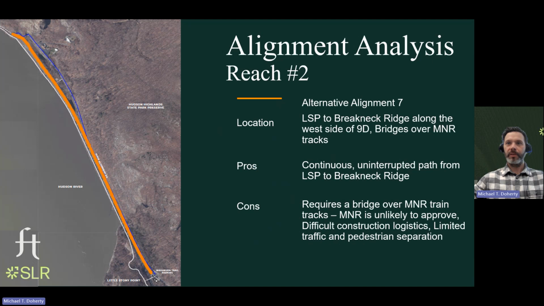Alternative alignment number 7 connects Little Stony Point to Breakneck Ridge along the west side of Route 9D, within the strip of land between the road and the railroad tracks, before diverging from Route 9D and continuing along the east side of the railroad tracks, eventually transitioning to an elevated structure to span the tracks and connect to Reach 3 at Breakneck. This alignment shares some similarities to alignment 6, including traversing limited space for the trail facility adjacent to Route 9D and the tracks, as well as the visual impacts of the elevated structures needed to cross from the east to the west side of the tracks to reach Breakneck Ridge.